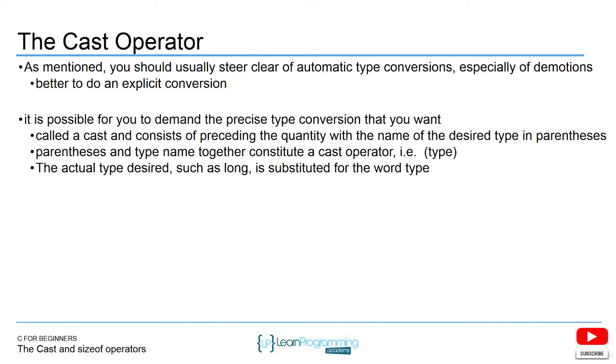This is called a cast, and it consists of preceding the quantity with the name of the desired type in parentheses. All right, so parentheses and type name constitute the cast operator. You do a left parenthesis, then you specify the data type, and then a right parenthesis. That's going to convert whatever expression is to the right of it, or even just a single variable, to whatever is inside the parentheses. So the actual type desired, such as a long, is substituted for that word type.